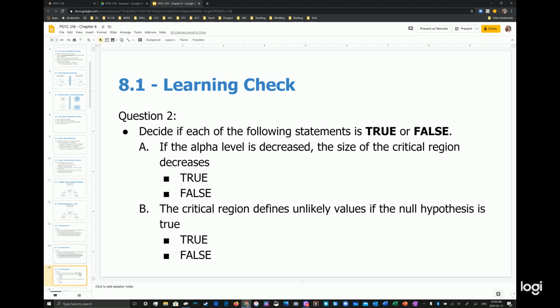Second, or B here, the second statement is the critical regions define the unlikely values if the null hypothesis is true. Again, the area of unlikely values is going to be the region where you would decide if that sample means false. Within that critical region, you go, I'm going to reject the null. So again, is that statement B true or false?